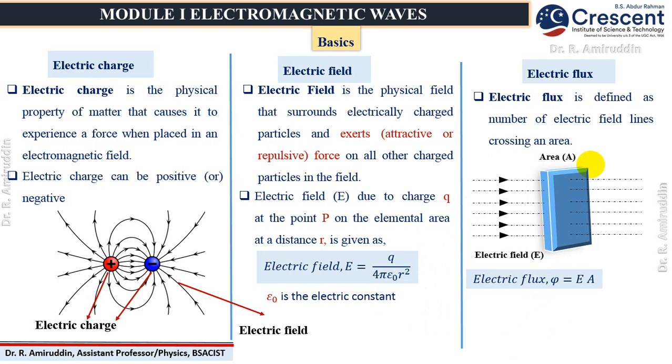The applied electric field will have two components, and the normal component will be inclined at an angle theta with respect to the electric lines of force. In such a case, the electric flux phi will be given as the product of electric field E, area A, and cos theta. So we have electric flux phi equals EA cos theta, where theta is the angle of the normal with the electric field E.